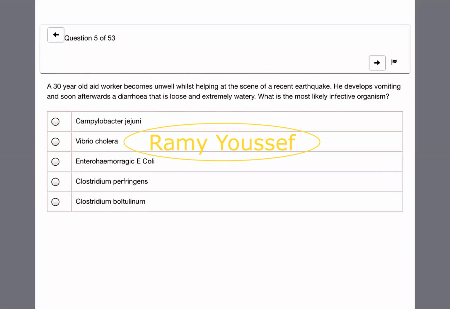Okay, a 30 years old aid worker becomes unwell whilst helping at the scene of a recent earthquake. He develops vomiting and soon afterwards diarrhea that is loose and extremely watery. What's the most likely infective organism? Can be Campylobacter jejuni, Vibrio cholera, enterohemorrhagic E. coli, Clostridium perfringens, Clostridium botulinum. Vibrio cholera?